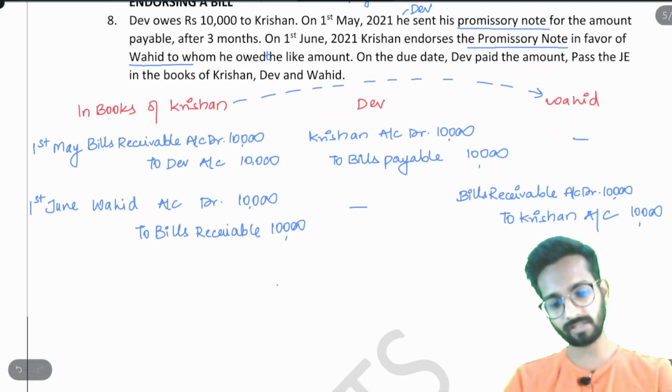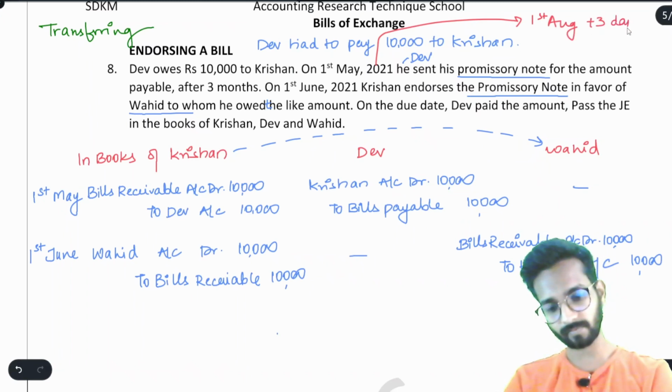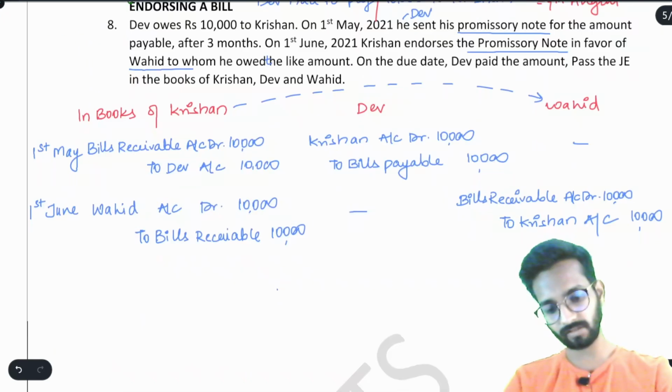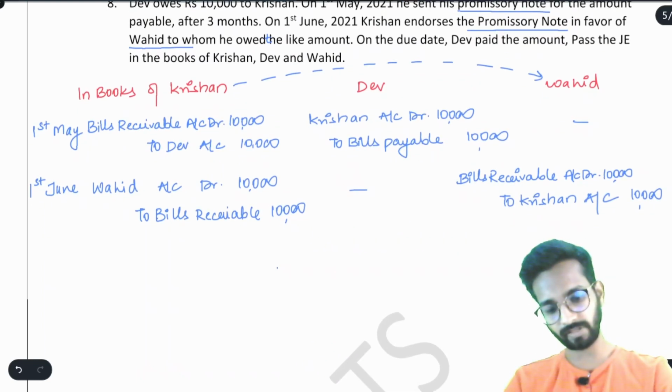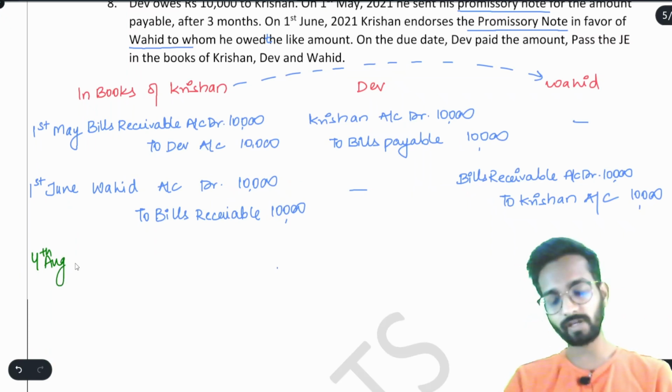Now on the due date, when is the due date? The due date is from 1st May, 3 months. It is like 1st June, July, August and then 3 days. 1st August plus 3 days. It will be 4th August. So we will write here the due date is 4th August. On the due date, what is happening?